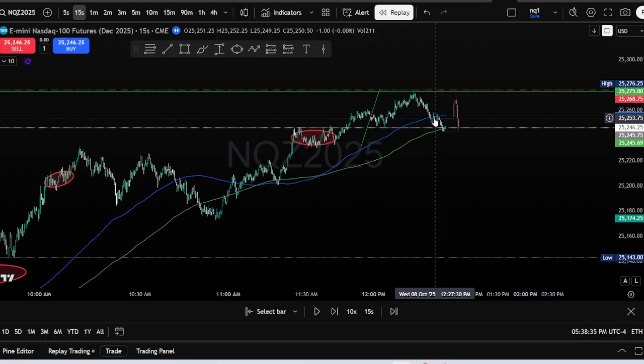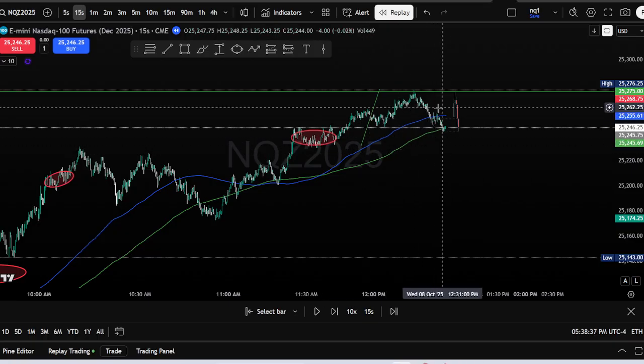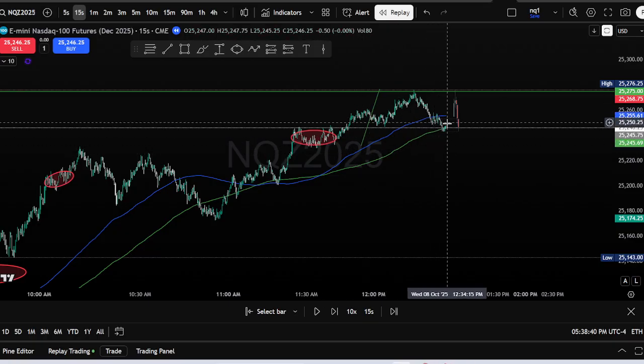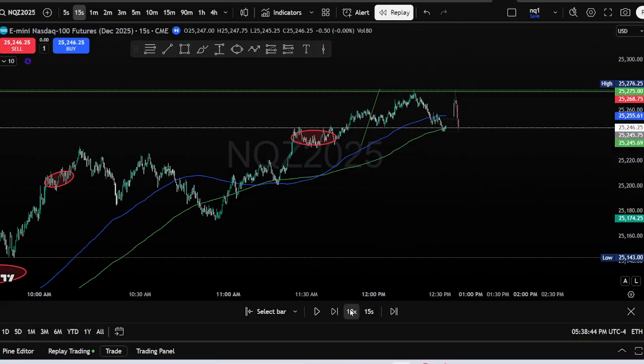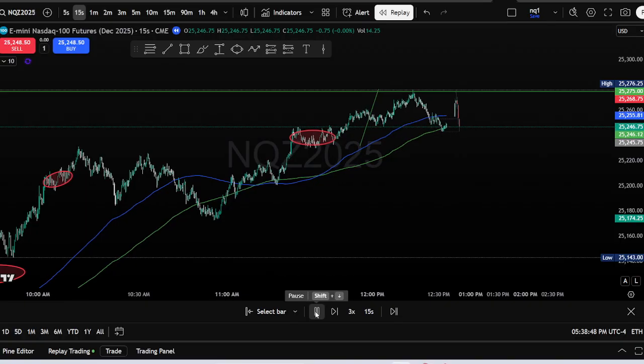I see a little one for a short here. We've been extended pretty far. I would probably take this short. If it comes back up here and sweeps that, I would probably take that. So I'm going to lower it back down just to see what that does.